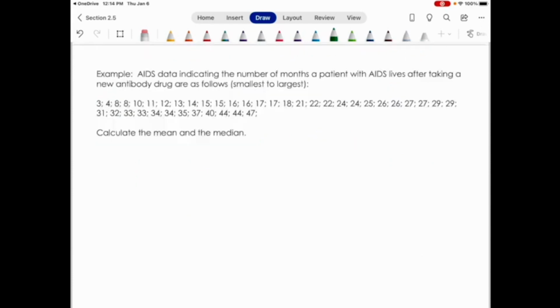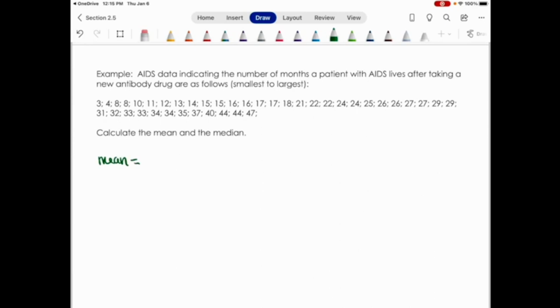Okay, let's go through our first example here. It says, AIDS data indicating the number of months a patient with AIDS lives after taking a new antibody drug are as follows. And it's listed here for us from smallest to largest, which is nice. And we have to calculate the mean and the median.